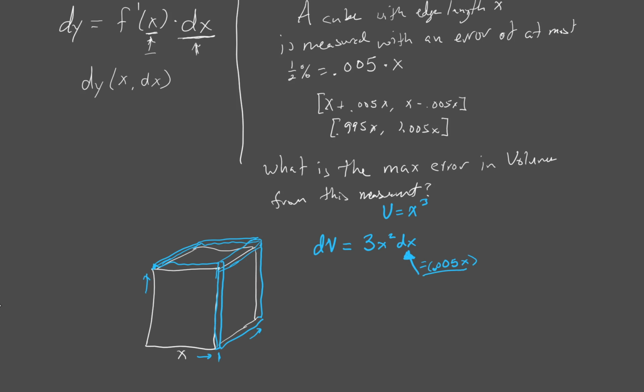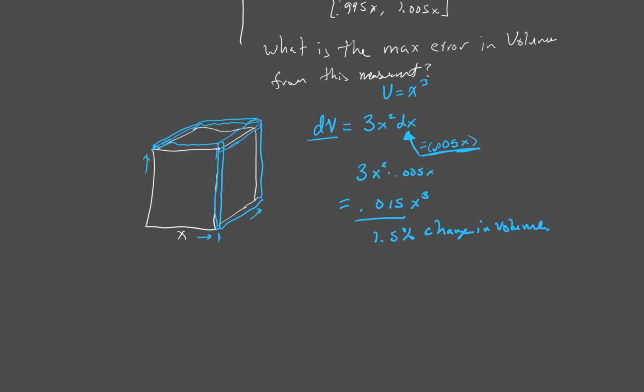So if I put in 0.005x, the amount that this volume could change, because this is the biggest amount that the side length could change, would be 3x squared times 0.005x, which is 0.015x cubed. So I could have a 1.5% change in volume. Okay, so a 0.5% change in measuring the side length would give you an up to 1.5% change in measuring the volume, right? Which is a pretty big change. And this is just a linear approximation, but that's how these derivatives or differentials work here.